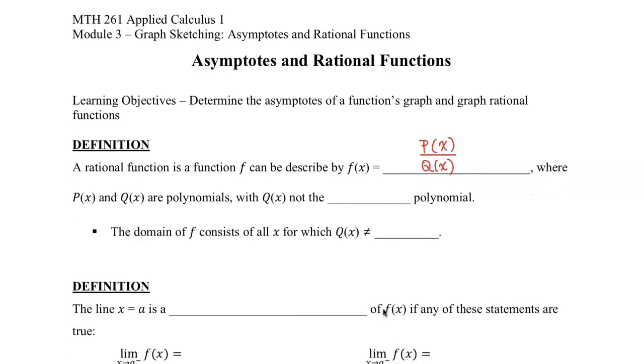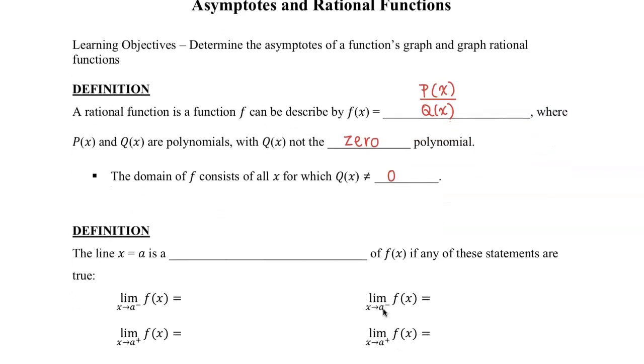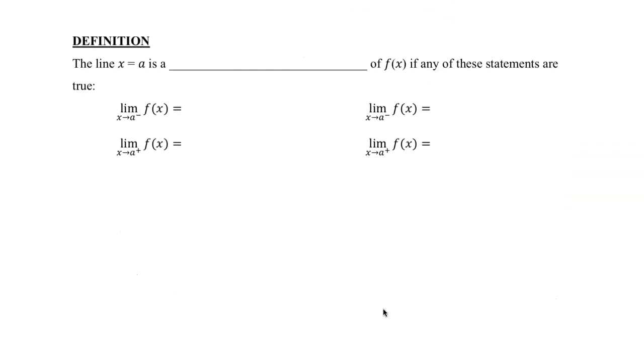But remember, just like a fraction, you cannot have 0 in the bottom of a fraction. So q of x is not the 0 polynomial. q cannot be 0. So the domain of f consists of all x values for which the denominator function q of x is not equal to 0. Okay, so that's just a review of a rational function and its definition. But let's talk about asymptotes on this page.